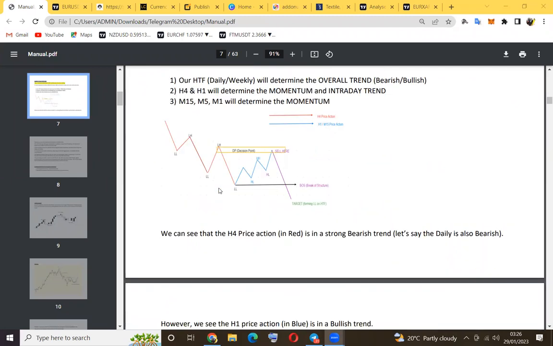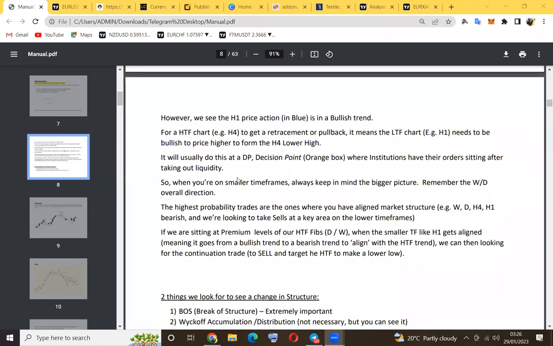So technical analysis is much more of a top-down breakdown technique. For a higher time frame chart, e.g. the 4 hours, to get a retracement or a pullback, it means that the lower time frame chart, e.g. the 1 hour, needs to be bullish to price higher to form the 4 hours low or high.